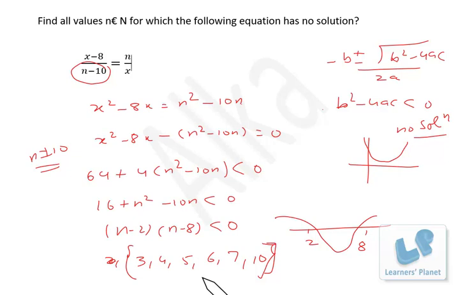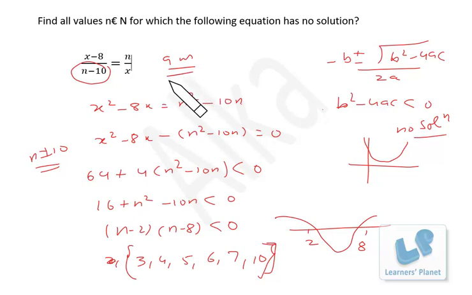Okay, so this question is really important, a very important concept we have discussed over here. Apart from less than 0, there is one more value of n that will give this equation no solution, when n is equal to 10. So in all we have 6 integral values which n can take, for which this equation will not have a real solution. It's a very important question.